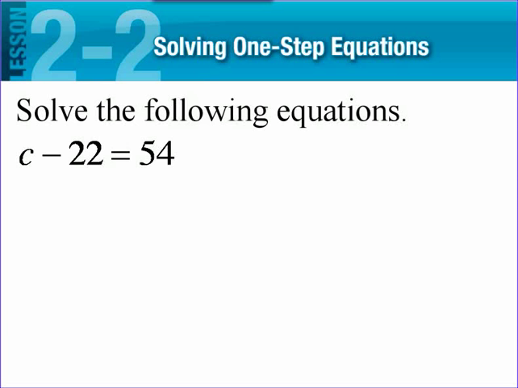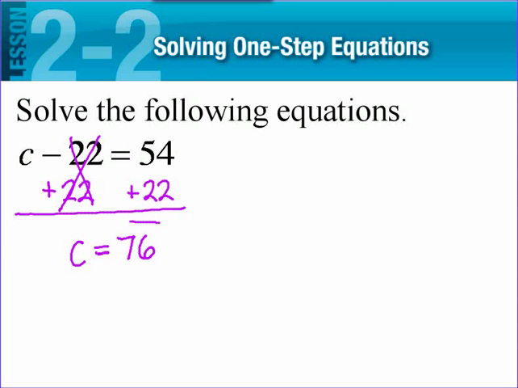Yeah. 54 minus 22. Plus. I'm going to go ahead and undo subtraction. So remember, the way to undo subtraction is to add. So what ends up happening here on the left side is my negative 22 plus 22, that cancels. Okay, and so what I'm left with all by itself is C. On the right side, I have 54 plus 22, which is 76. And so that is your answer.